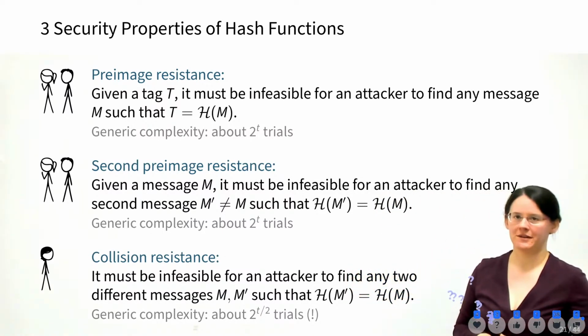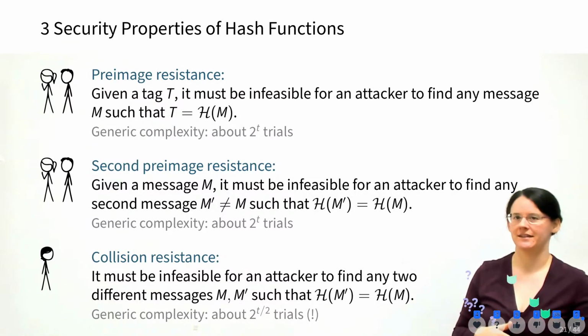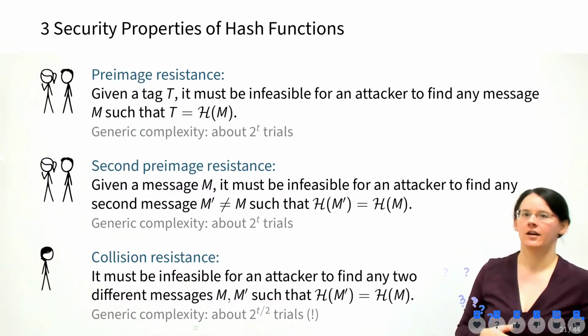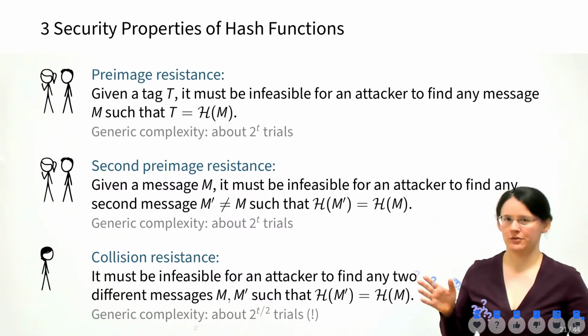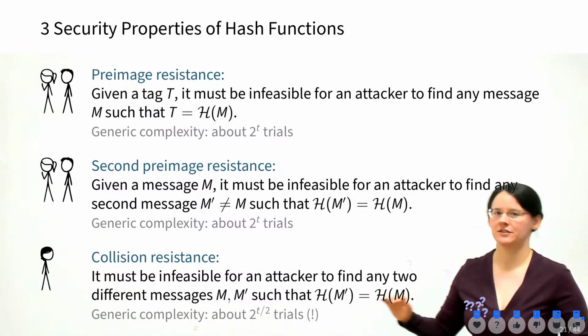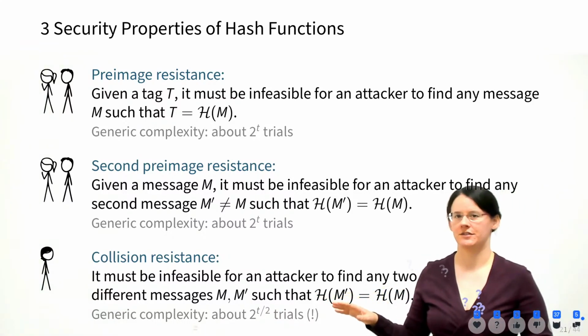There is a third property which is very, very important and can be a bit counterintuitive to understand. And this is called collision resistance. And it says that an attacker must find it infeasible to find any two different messages producing the same hash.